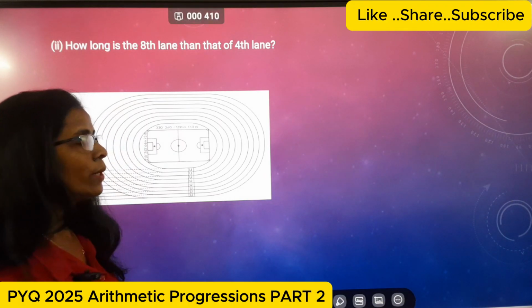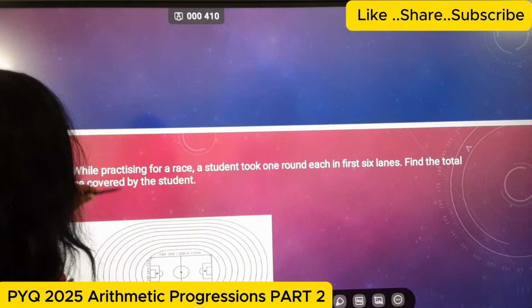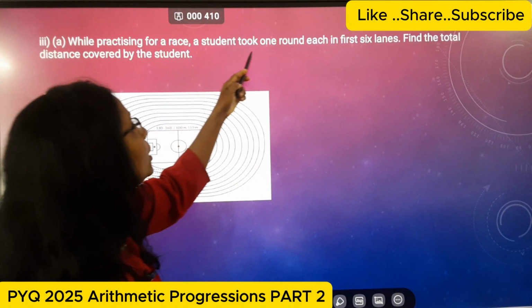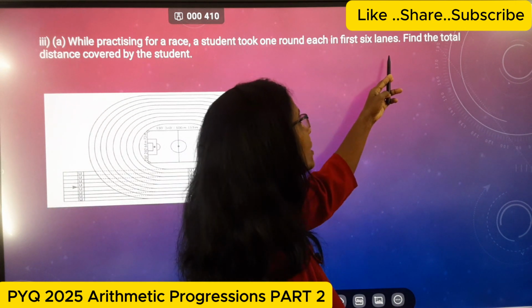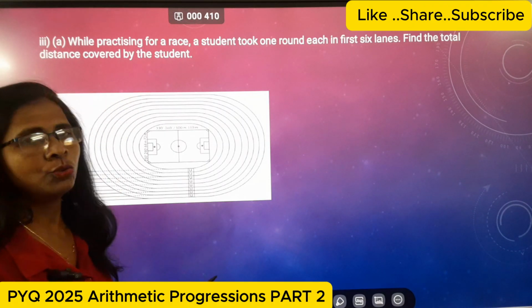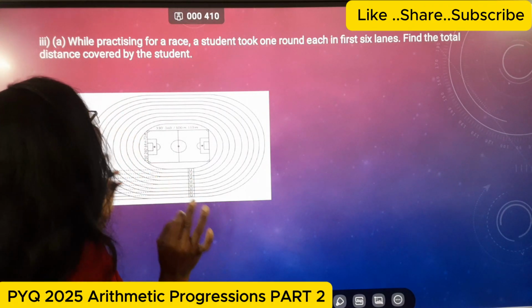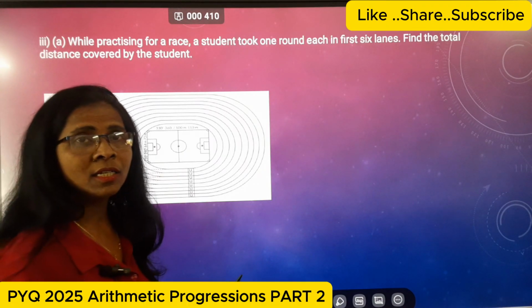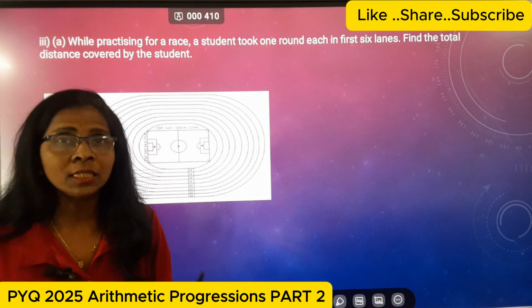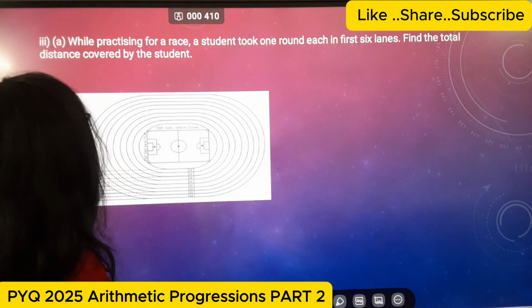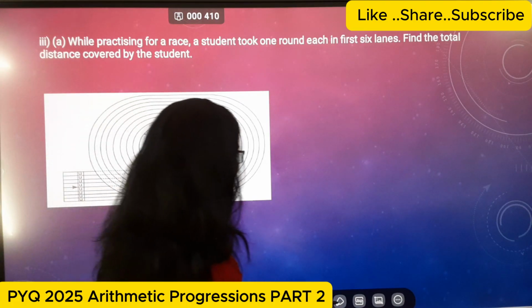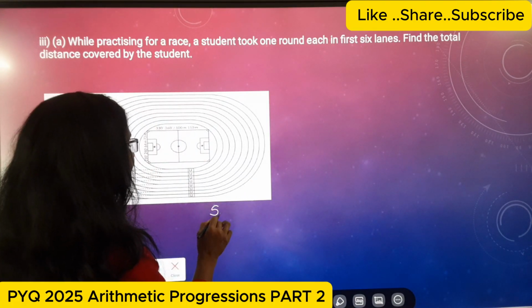Then next question. Second A. While practicing for a race, a student took one round each in first 6 lanes. Find the total distance covered by the students. We have earlier seen such a type of question, students. Here we have to find out the sum. Total distance means sum, and that is for the first 6 lanes, so we have to calculate S6.